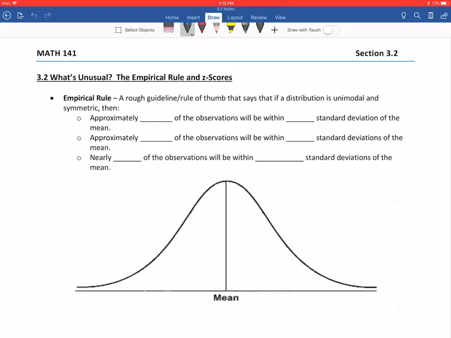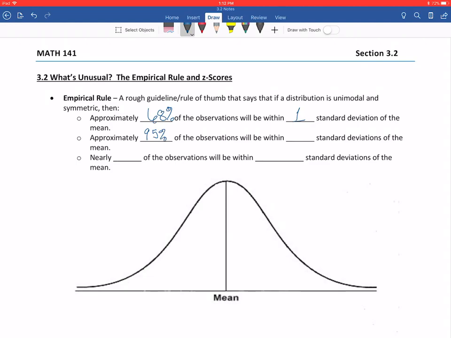Section 3.2, What's Unusual, the Empirical Rule, and Z-Scores. So the empirical rule is a really important rule that we're going to discuss in depth in this class. It's a rough guideline or rule of thumb that says if your distribution is unimodal and symmetric, so if it looks like the one below, then we can say that approximately 68% of your observations should lie within one standard deviation of the mean.